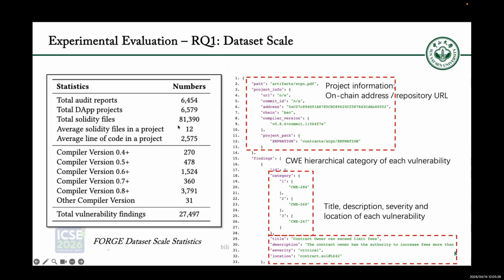The resulting dataset contains 81,000 Solidity files, with over 59% from version 0.8 and above, and 27,000 vulnerability records, covering 296 CWE categories. And the right side shows an example of a dataset entry, from project information to vulnerability records: title, description, severity, and location of each vulnerability.